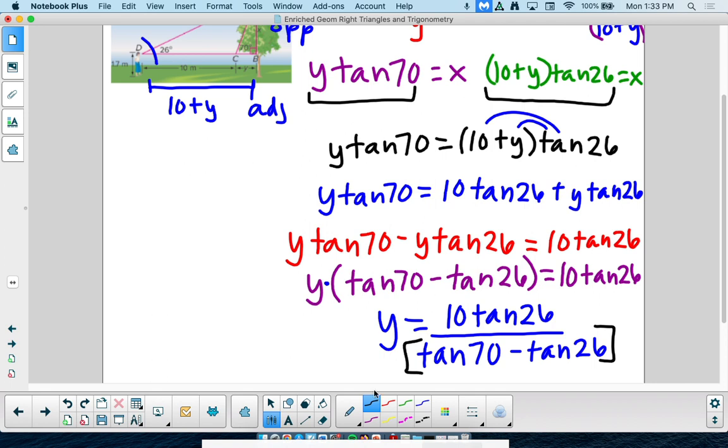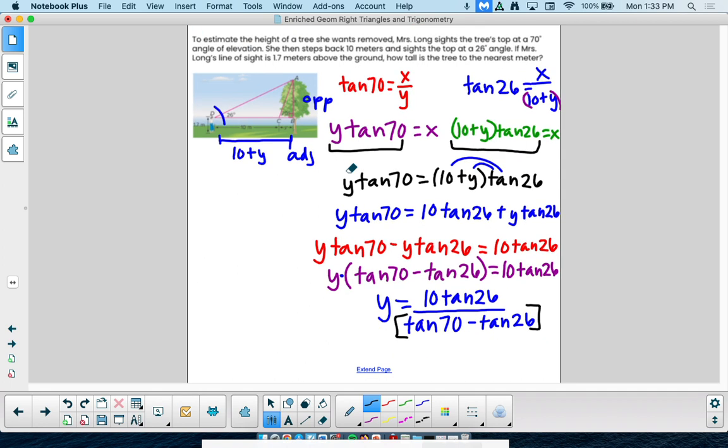Okay, that was a doozy. But the sad thing is, you guys were not done. That's only y. So y should equal 2.16. But what was the end goal? How tall the tree is, and what variable is that? X. So what I would do, this first one we wrote is the simplest. So let's plug in y here and solve for x. So we're going to have tangent 70 equals x over 2.16.